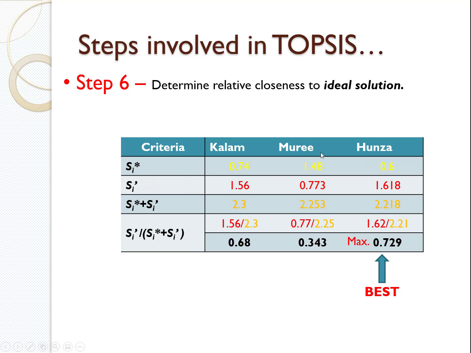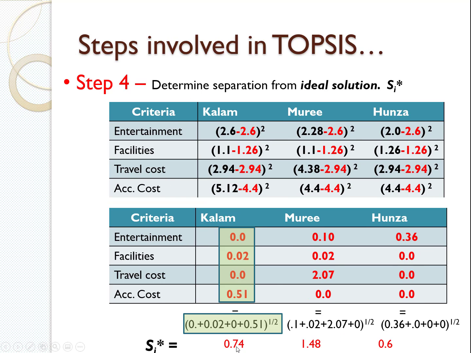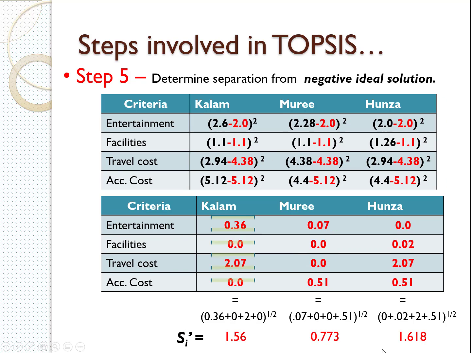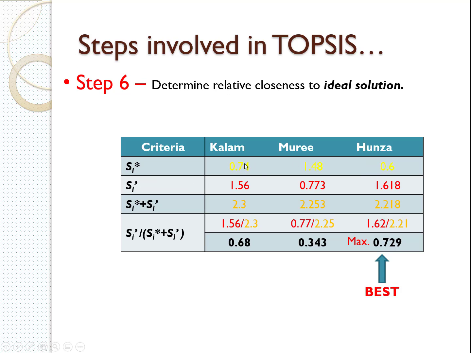The next step is to determine the relative closeness to the ideal solution. As I already mentioned, in the Euclidean space formula we want to calculate which point is nearest to the ideal solution, which point is the farthest from the ideal solution, and which point is near to the negative ideal solution. So we calculated the positive ideal solution values 0.74, 1.48 and 0.6. Similarly, we also calculated the negative ideal solution values 1.56, 0.773 and 1.618. So we just put these values. Now you need to add both. So 0.74 plus 1.56, when you add it, you will get this.